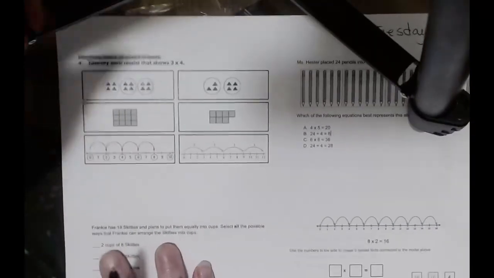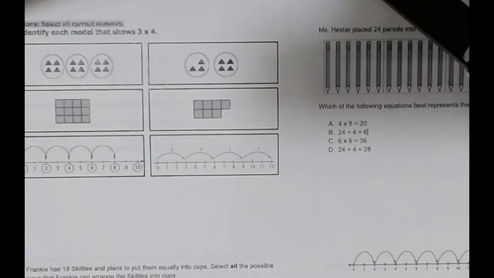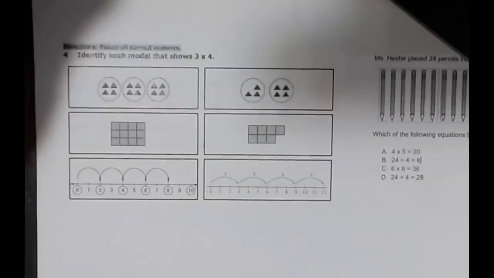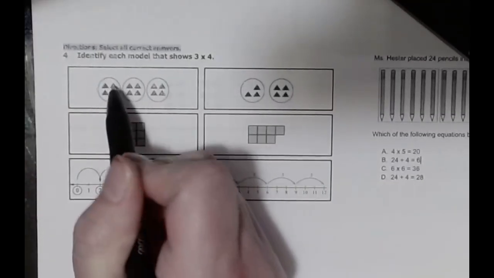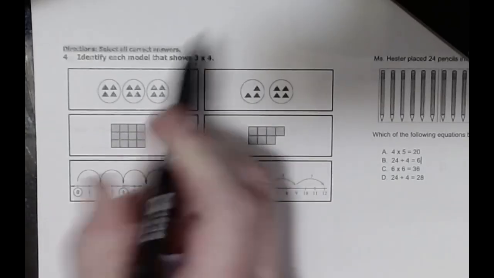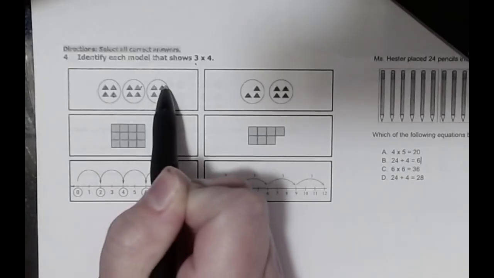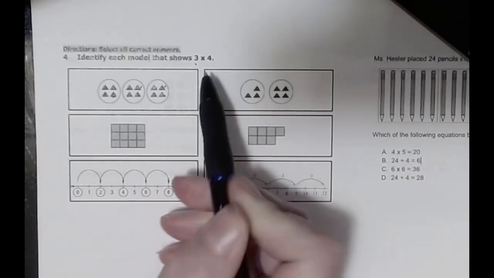Let me make this zoom out. There we go. So Tuesday, we got another one of those TEI questions. And this one says to identify each model that shows 3 times 4. Okay. So look at this one. We have 1 group, 2 groups, 3 groups. That's the 3. How many is in each group? 1, 2, 3, 4. 1, 2, 3, 4. 1, 2, 3, 4. So yes, this one does represent.